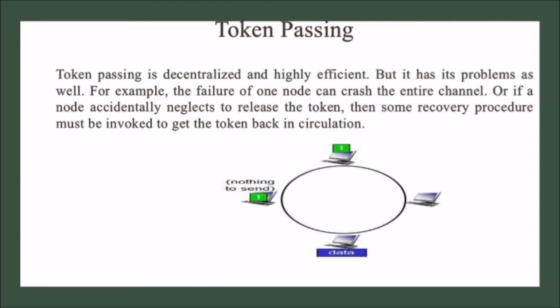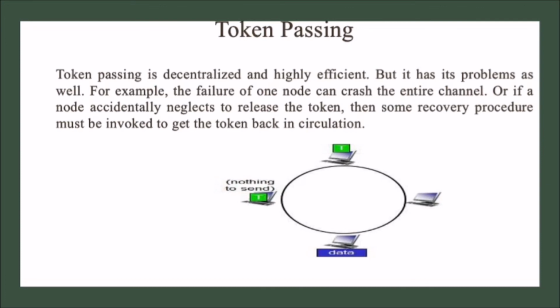Token passing is decentralized and highly efficient, but it has its problems as well. For example, the failure of one node can crash the entire channel because the link is broken, or a node may accidentally neglect to release the token. If it forgets to release the token, then another node cannot send a frame. Then some recovery procedure must be invoked to get the token back in circulation. So these are the drawbacks of the token passing protocol.